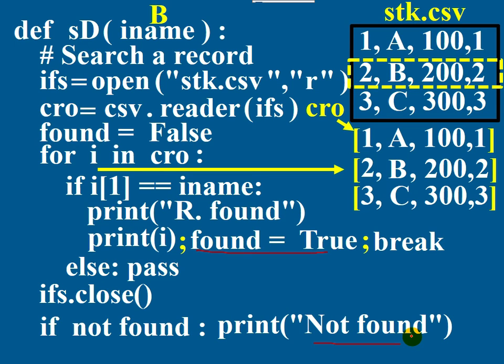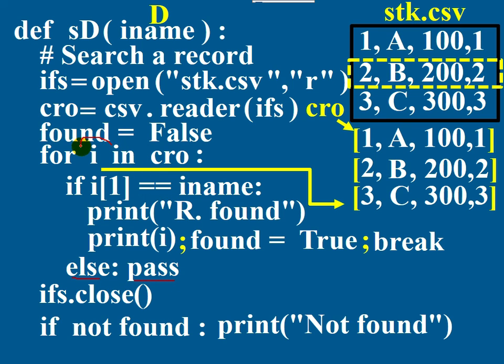Now let me search for a record that is not there in the CSV file. So instead of B, suppose the item name that you want to search is D. We know that D is not there in the CSV file. Using the function, I will conclude that D is not there in the CSV file. So now i contains the third row of the CSV reader object. Now what is i[1]? This is i[0], this is i[1], C. So C equal to D, condition wrong, control comes to else part, pass, nothing to be done.